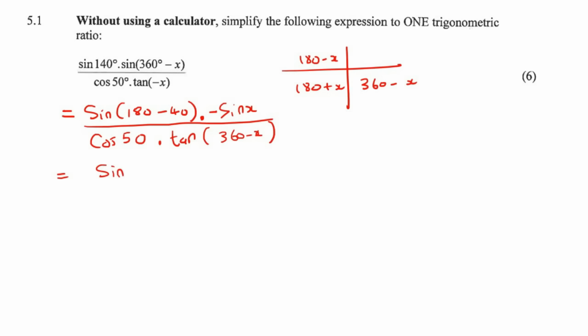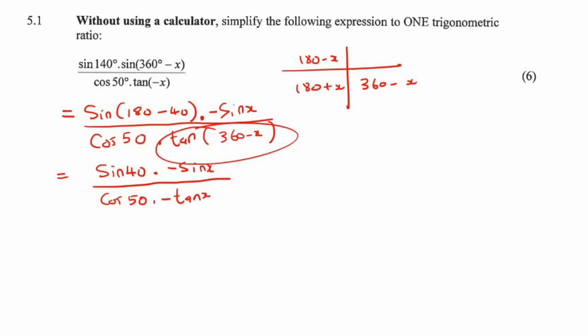And then let me just go one step further. So this will become sin 40, because sin is positive in this quadrant, the 180 minus quadrant. So it will just be sin 40, then negative sin x, then cos 50, and then negative tan x. This will become negative tan x because tan is negative in that quadrant.